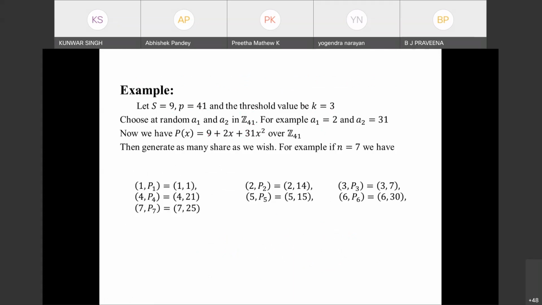So let's say the secret is 9, and you choose the other variables randomly. Let's say N equal to 7. You compute 7 shares, P1, 1, 2, 3, 4, 5, these 7 shares. From these shares, if you get any 3 shares, only 3 shares, you can compute the secret.